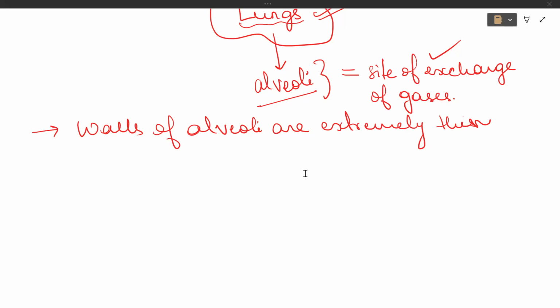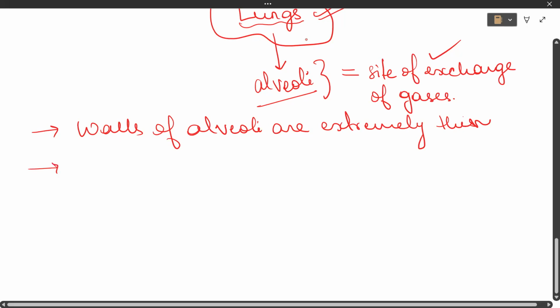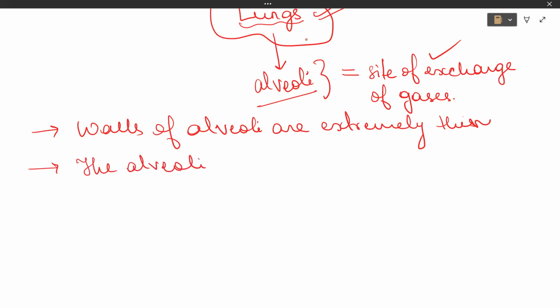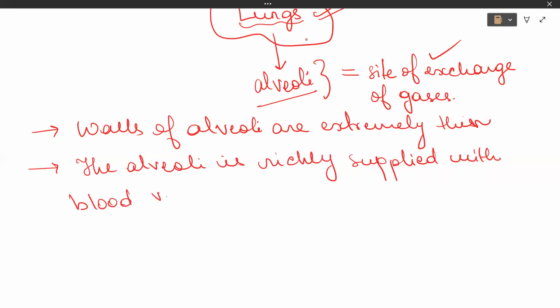There are a few things that you must know. First of all, the alveoli is a balloon-like structure. The walls of the alveoli are extremely thin. Then you must also know that the alveoli is richly supplied with blood vessels. It means that many blood vessels are present at the alveoli, which means that a lot of blood flow happens there.